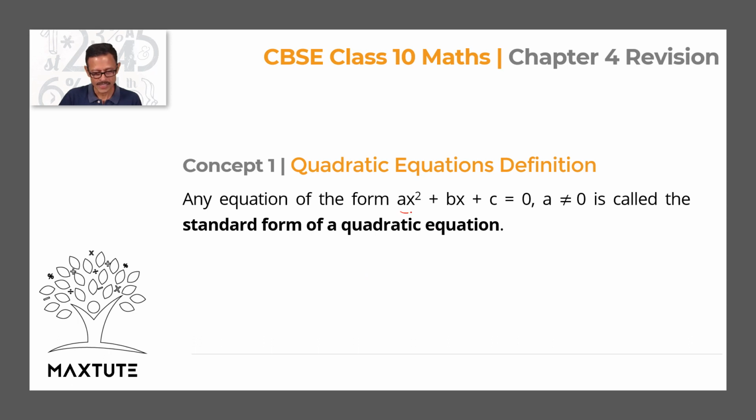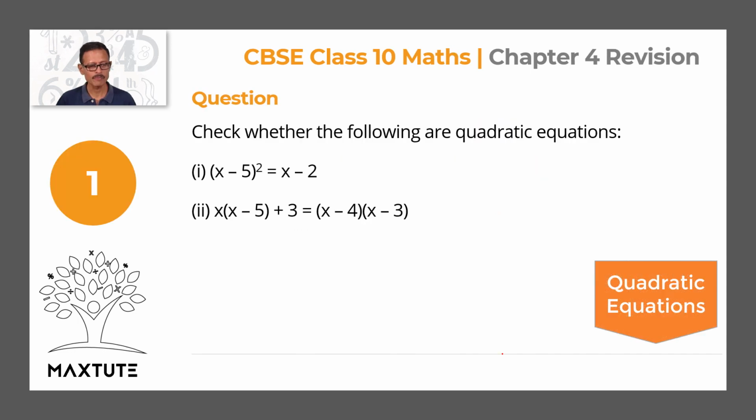Any equation of this form, ax square plus bx plus c equals 0, where a is not equal to 0, is the standard form of a quadratic equation. So keep this in mind. Something like x square plus 5x plus 6 equals 0 is an example of this format. Let's move on to the second one. But before that, let's solve one question, how this idea can be tested.